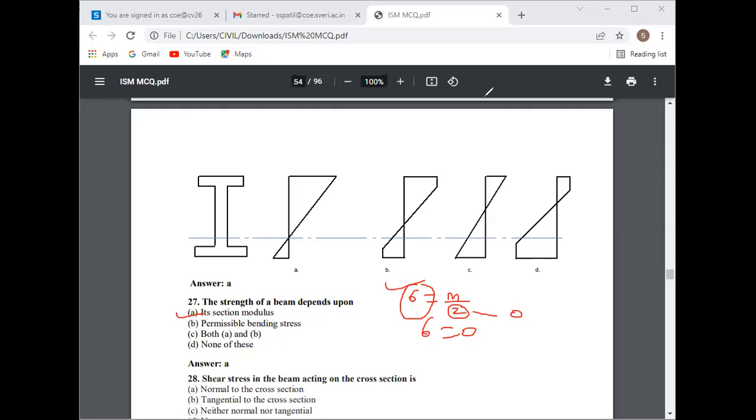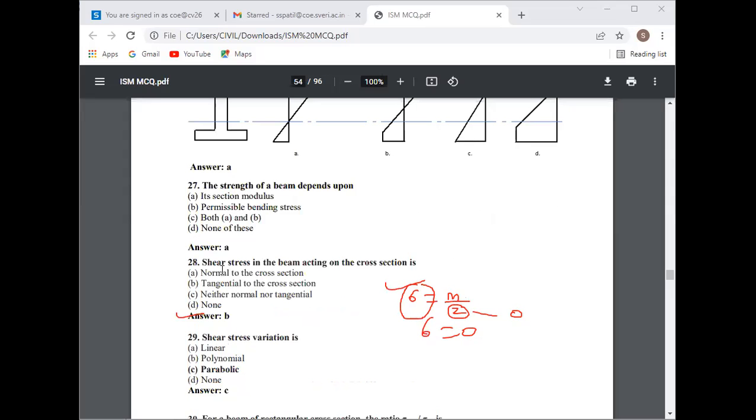आफ्टर दॅट नेक्स्ट क्वेश्चन. Shear stress in the beam acting on the cross section is. बघा काय विचारले, शियर स्ट्रेस विचारलेला आहे बीम मध्ये. ओके, शियर स्ट्रेस इन द बीम ऍक्टिंग ऑन द क्रॉस सेक्शन इज नॉर्मल टू द क्रॉस सेक्शन, tangential to the cross section, neither normal nor tangential, none.